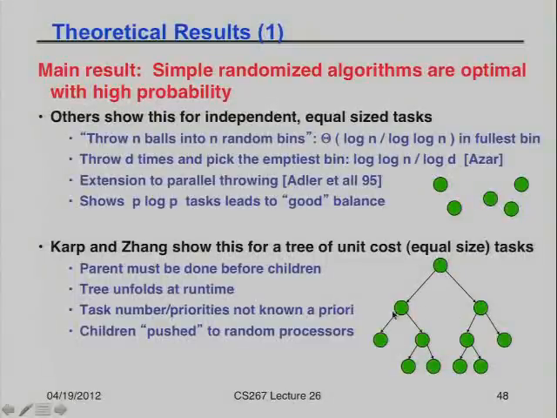The idea is that the parent has to be done before the children, but you're allowed to then throw your children into random bins. So their algorithm was, you get all your children and you throw them to random processors. And the answer was, you get about the same answer. So even though it's a tree, this randomness works pretty well, and you still get this nice load balance. So the first case was, all the tasks are the same size and they're all independent. Now all the tasks are the same size, but you've got a tree.